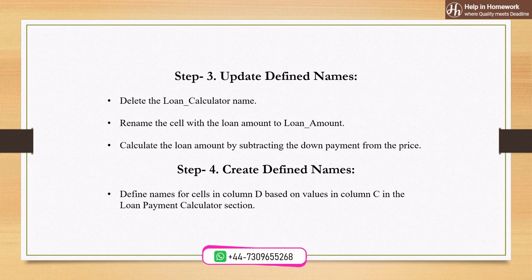Rename the cell with the loan amount to Loan_Amount. Calculate the loan amount by subtracting the down payment from the price. Step 4. Create defined names. Define names for cells in column D based on values in column C in the loan payment calculator section.